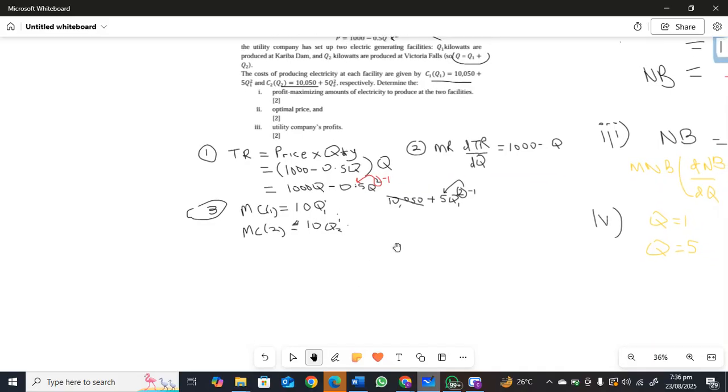So the next thing that you need to do after you've got your marginal costs is equate them. Equate marginal cost 1 to marginal cost 2. You're going to see the reason why we're equating these marginal costs. So you say MC1 equals MC2.